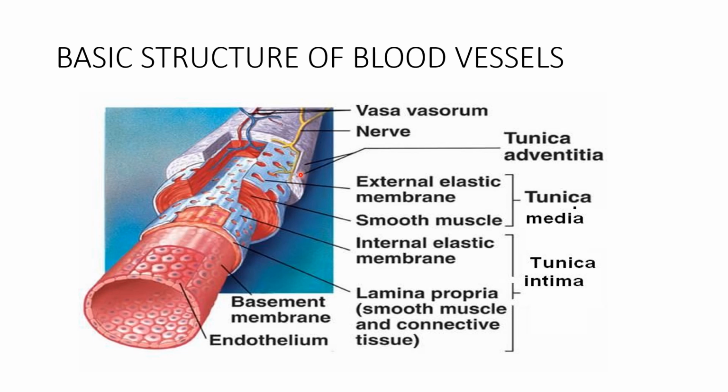Again, in the tunica adventitia we have the blood vessels that supply the wall of the blood vessel. So this is the vasa vasorum and this is the nervi vasorum. The blood supply and the nerve supply of the blood vessel is present in the tunica adventitia.